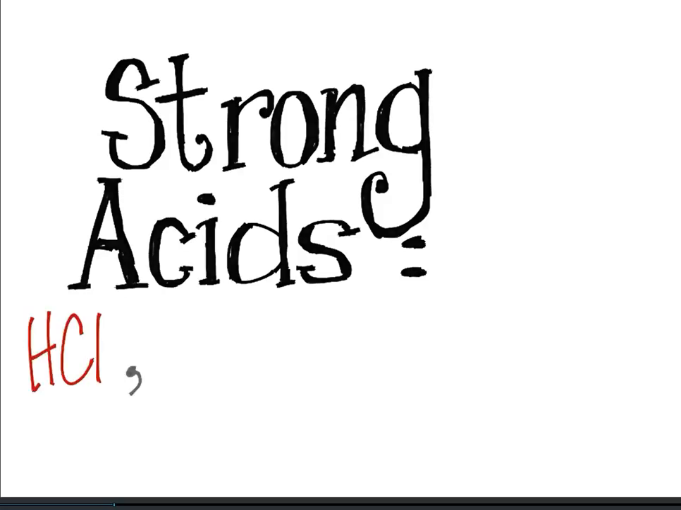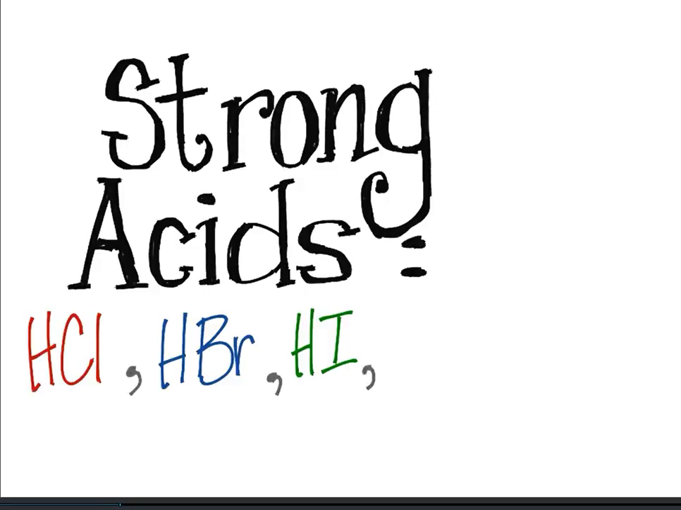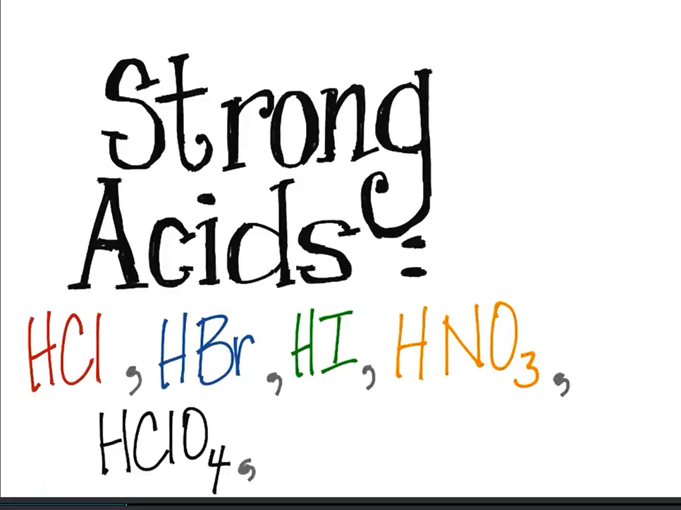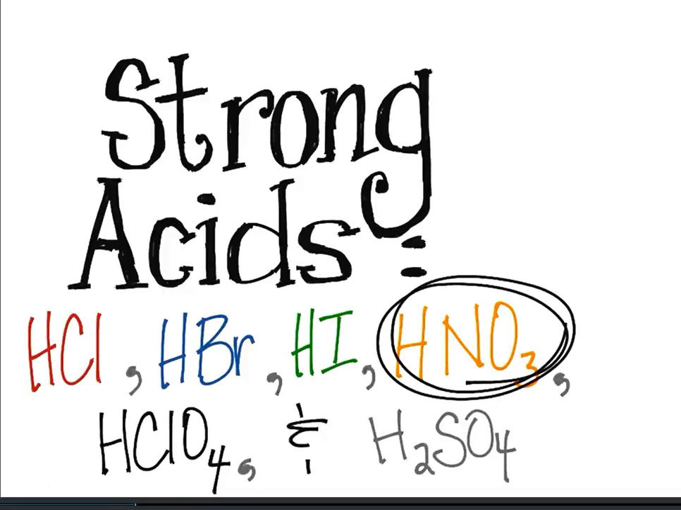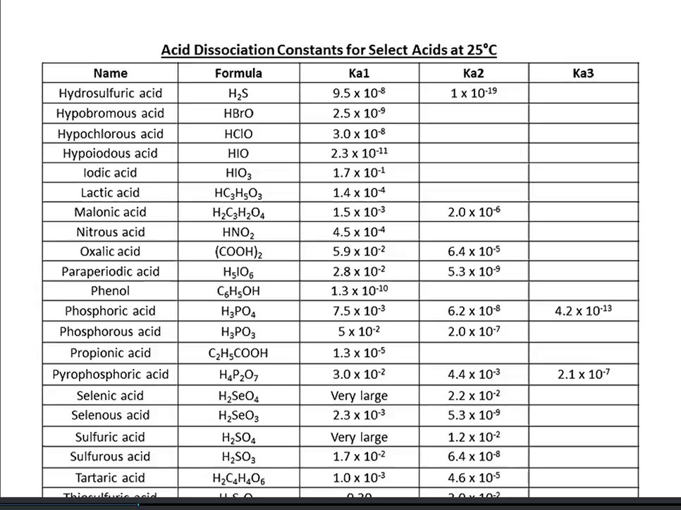If we list out the strong acids, HCl, HBr, HI, those are the three hydrogen halides that are strong. HNO3 is nitric acid, HClO4 is perchloric acid, and H2SO4 is sulfuric acid. Nitric acid's right here on the list. Ta-da! It's one of the 6.